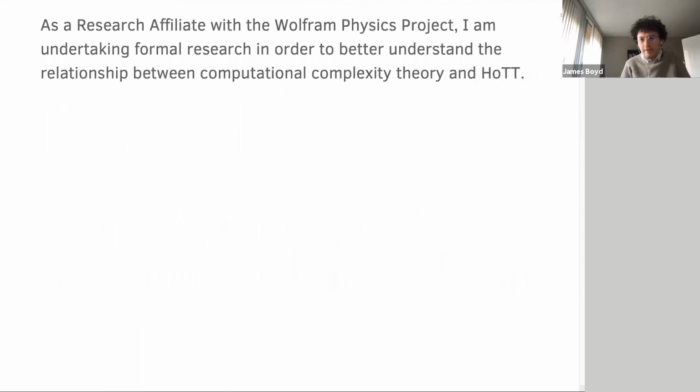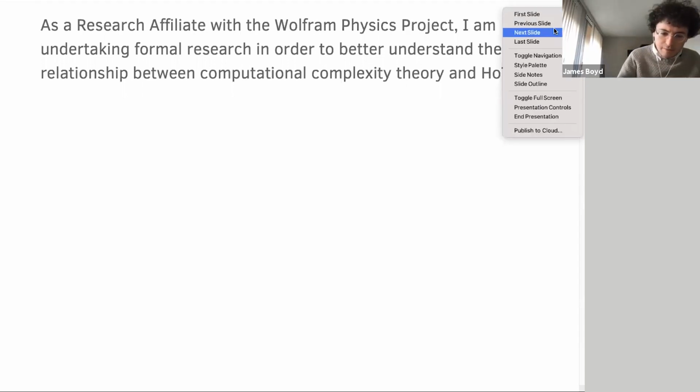And now, as a research affiliate with the Wolfram Physics Project, I am undertaking formal research in order to better understand the relationship between computational complexity theory and homotopy type theory. I should add an additional note: computational complexity theory is a few decades old, but has a number of outstanding problems in it. There's univalence and homotopy type theory, which are relatively new, basically less than 10 years. They've been pursued for less than 10 years, and this is in the area of foundations of mathematics. But as someone working at Wolfram Research and also an affiliate with the research project, I'm also very interested in how this relates to the new paradigms in computation that we are currently helping to pioneer.